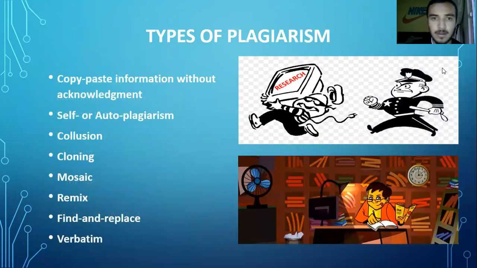Let's talk about the types of plagiarism. Here we have to take into account all of these types because we as students search in the sources and we can determine in what case we are wrong. So here you can see these types of plagiarism: copy and paste information without acknowledgement, self or auto plagiarism, collusion, cloning, mosaic, remix, find and replace, and verbatim.